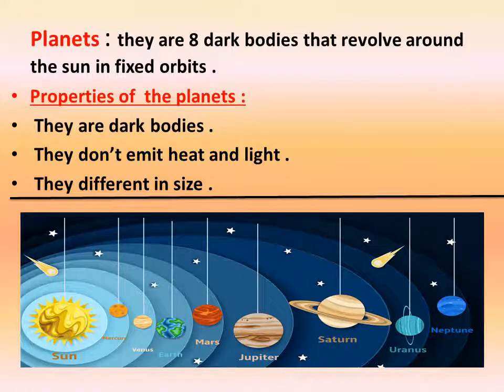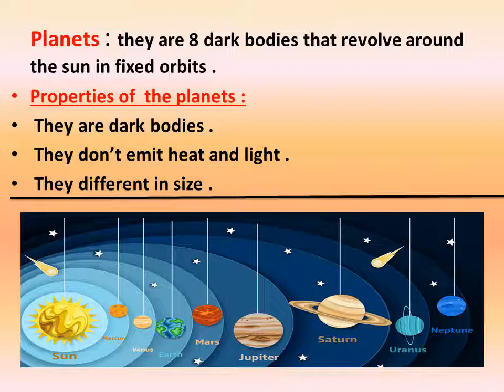Planets. What are planets? Planets are 8 dark bodies that revolve around the sun in fixed orbits. Dark bodies means that they don't emit heat and light. Each planet has its orbit, and it rotates and it revolves in it.